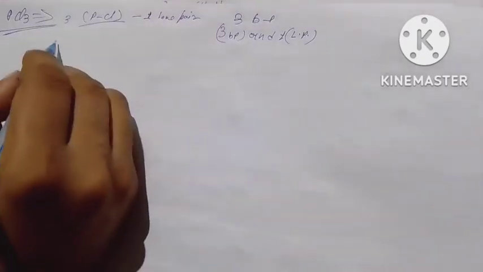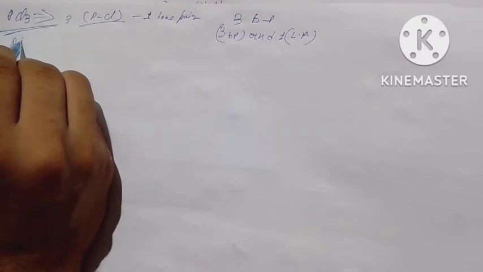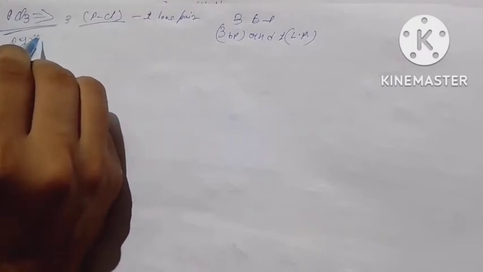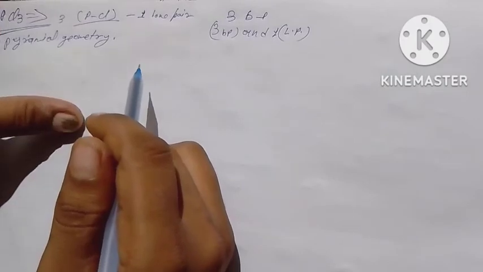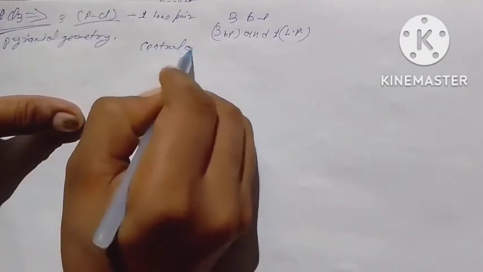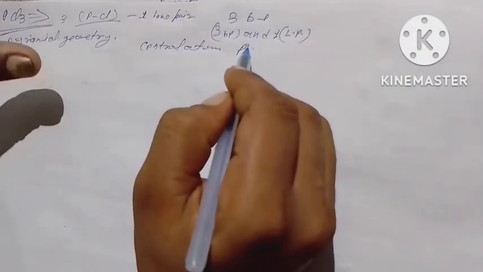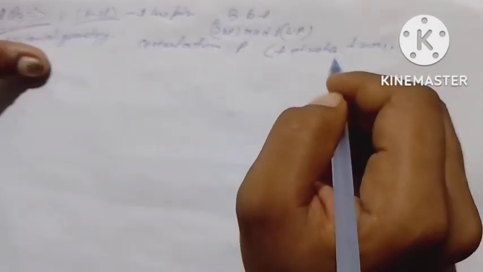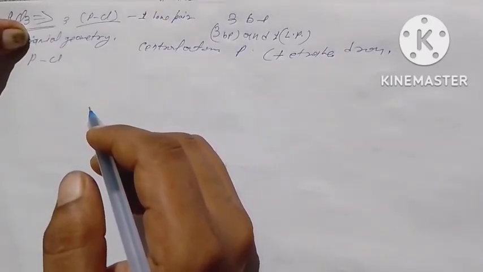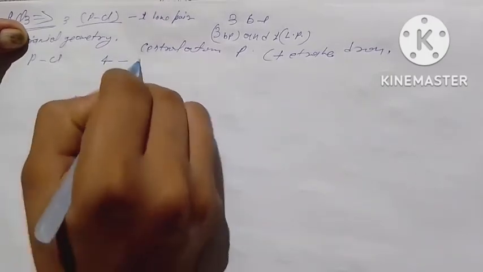It has pyramidal geometry. In the PCl3 molecule, the central atom P lies at the center of a tetrahedron. The three P-Cl bonds are directed towards the three corners of the tetrahedron, while the fourth corner is occupied by a lone pair.